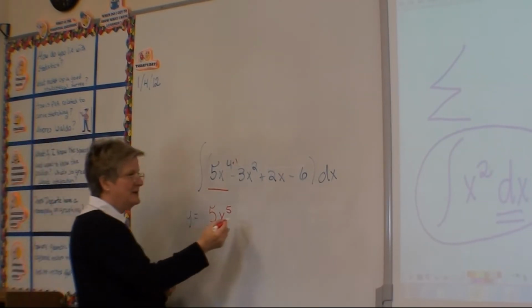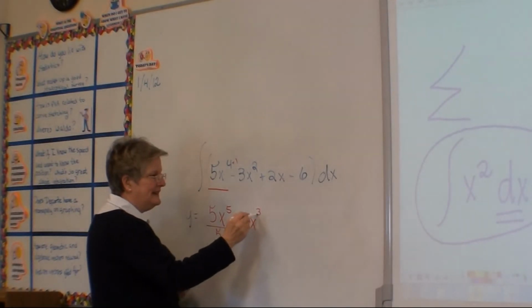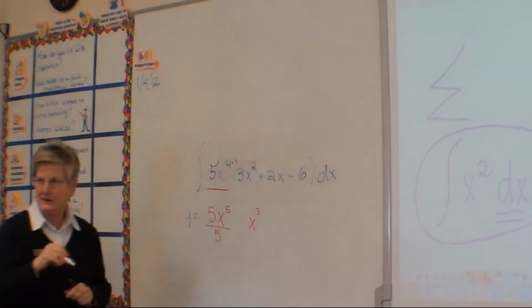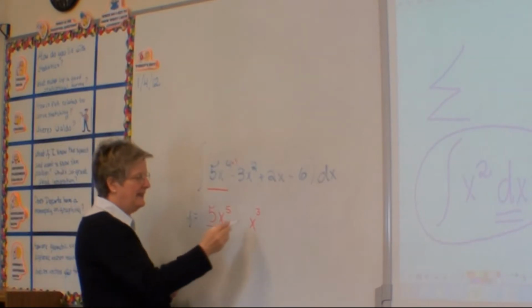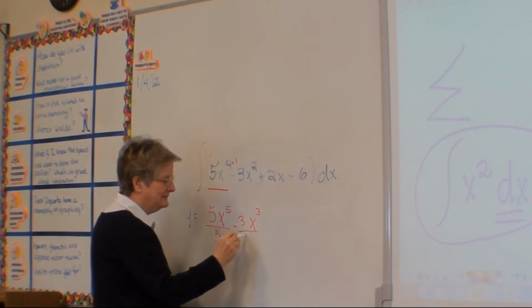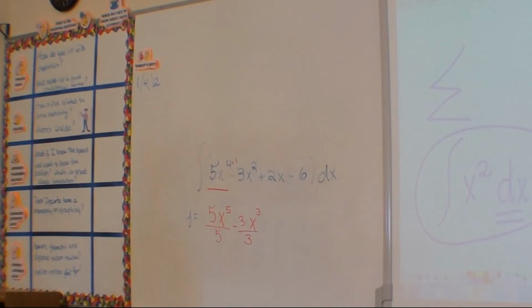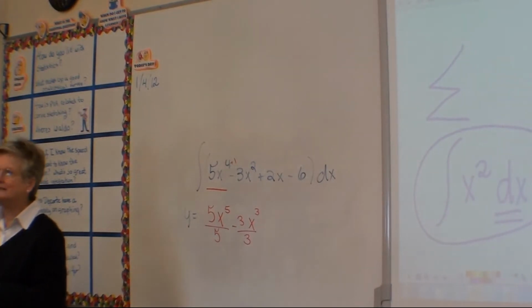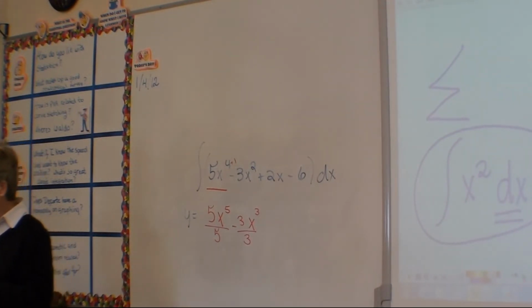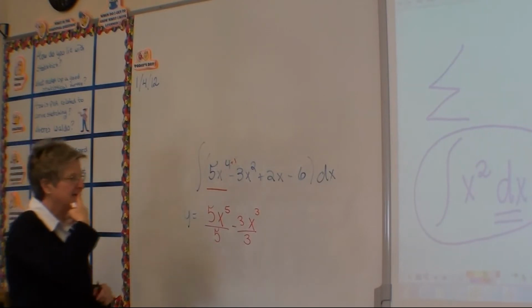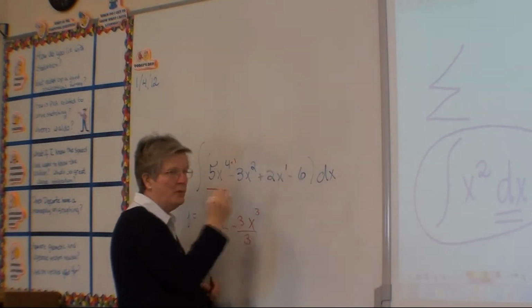On this second one, you add 1 to the exponent. You add 1 to the exponent. And then you divide by that. Now, Allie says multiply by the reciprocal. Isn't that the same thing as divide? Yes. I mean, same idea. I just wanted to use the divide word because it's the opposite of the multiply, which we do when we're taking the derivative.